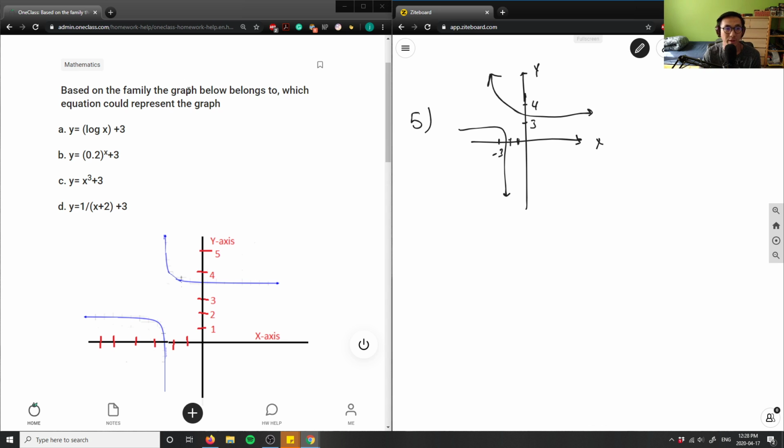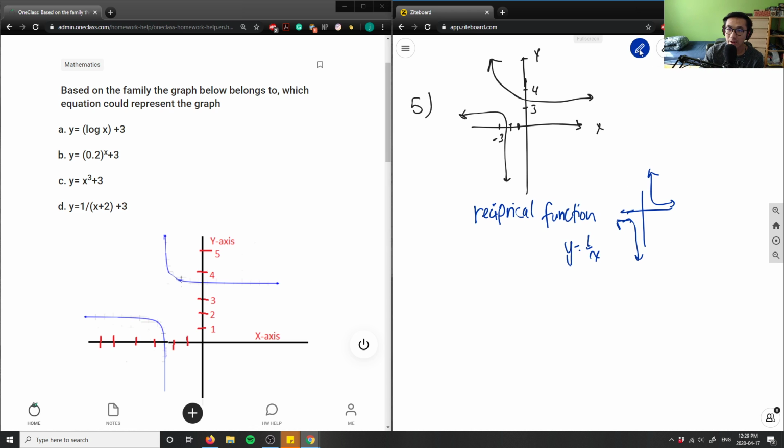Okay. So based on the family the graph belongs to, which equation can represent this graph here. So as you can see, if you look at this graph here, it looks very, very similar to a reciprocal function. Because a reciprocal function, if you recall, y equals 1 over x, has something like this, right? It's just maybe translated or horizontally stretched or vertically stretched and compressed, right? So it looks very much like a reciprocal function.